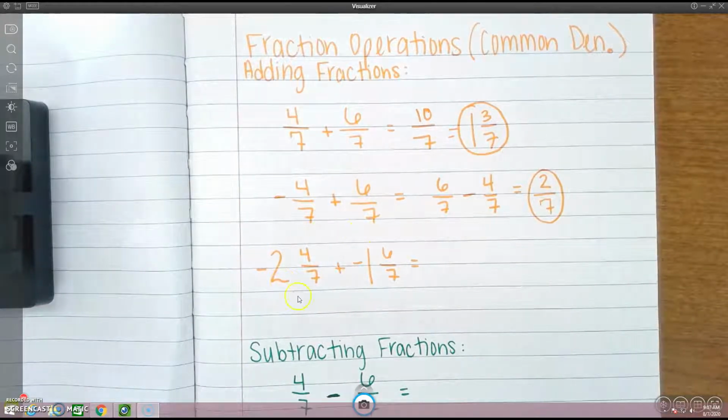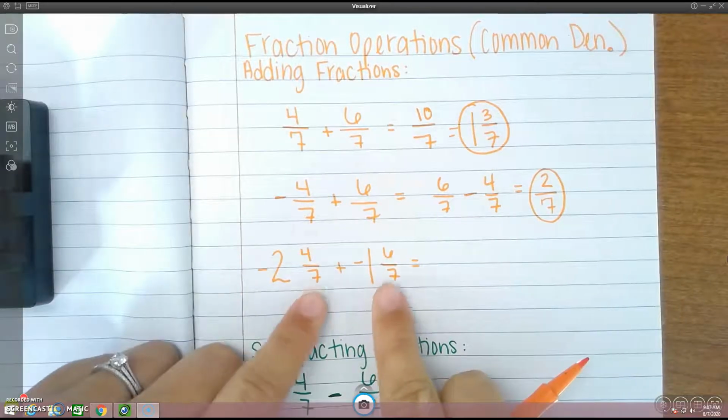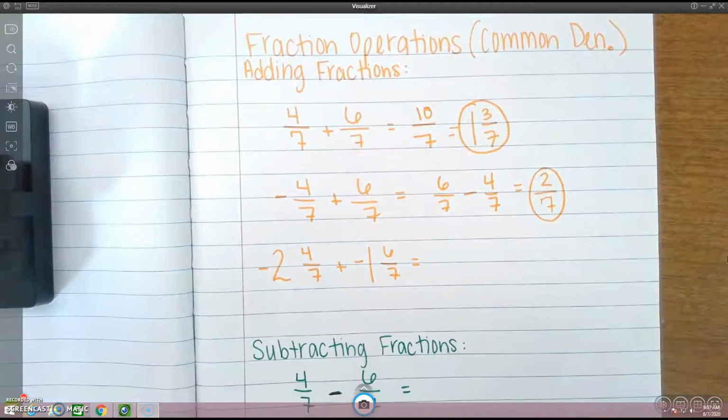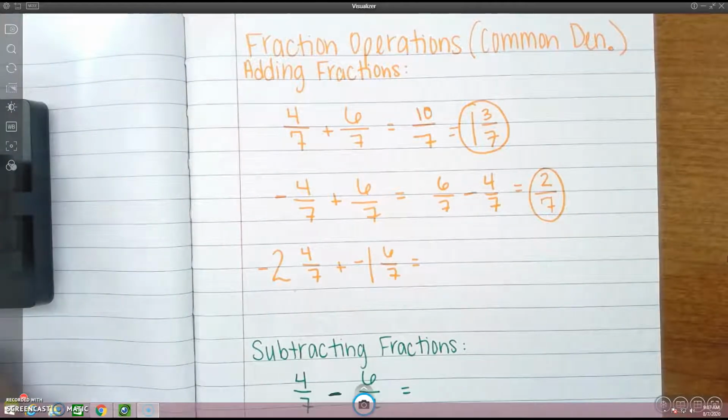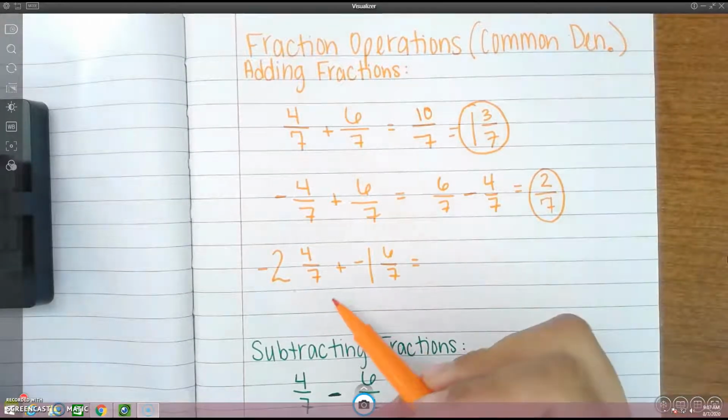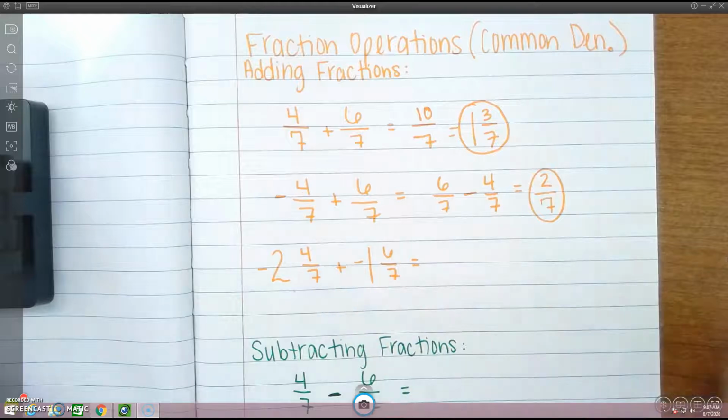Alright, and the last one down here is mixed numbers. Okay, so with mixed numbers, with adding and subtracting fractions, you don't have to change these into improper fractions. You can actually leave them as mixed numbers, but when we move on to multiplying and dividing, we will have to change these to improper. So if you just want to get used to it, you're more than welcome to do that, but with adding and subtracting, I think it's easier just to leave it like this.